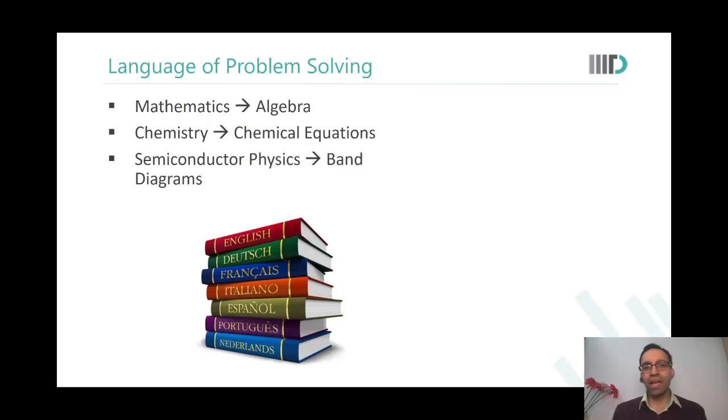See, in mathematics, we have this language of algebra. In chemistry, we have chemical equations. In semiconductor physics, we talk of band diagrams. So Altshuler said, let me define a language for inventive problem solving also. He utilized the learning from mathematics and said that I have to go to a higher level of abstraction to find solutions. He now said that just like they use a language, why can't we use a language in inventive problem solving?